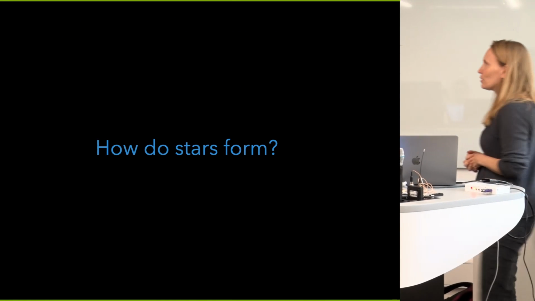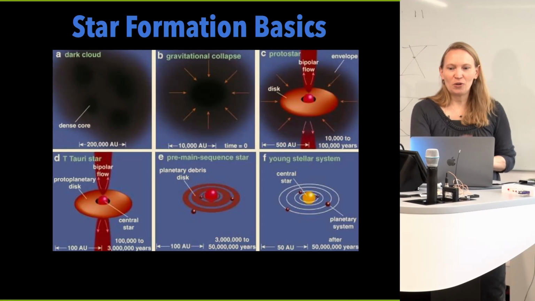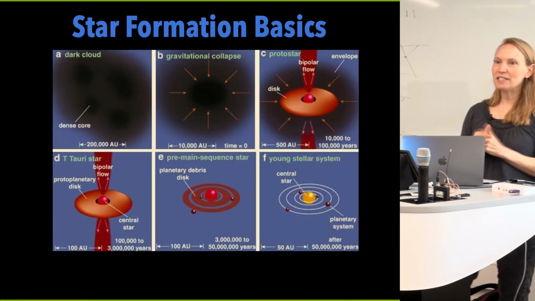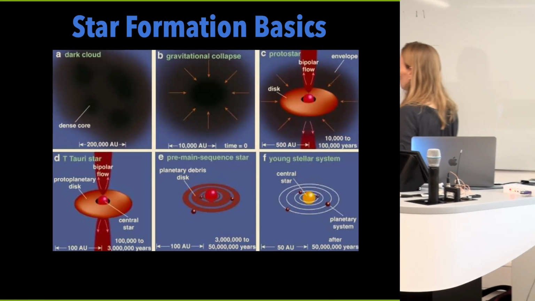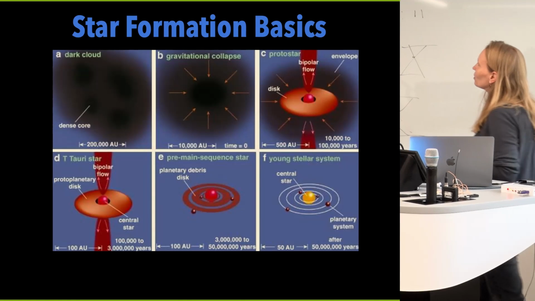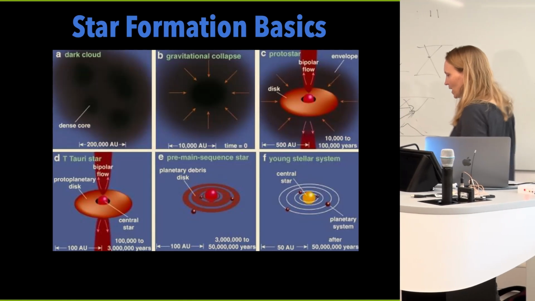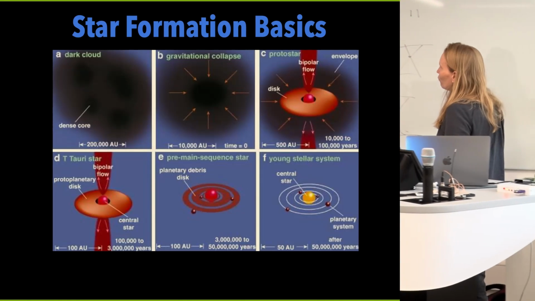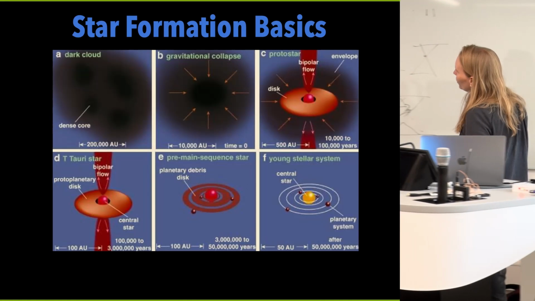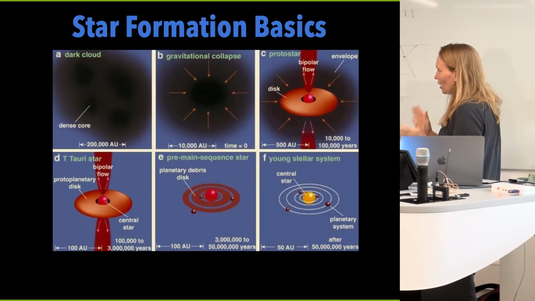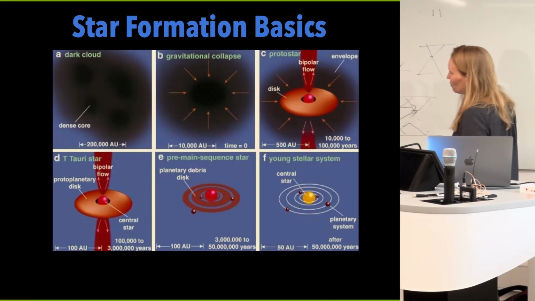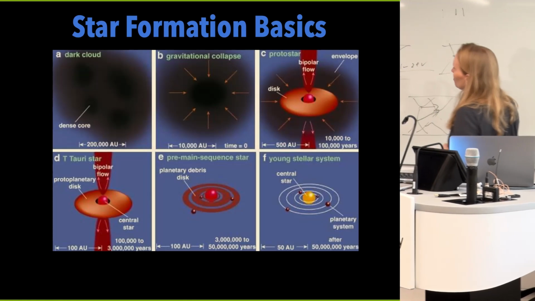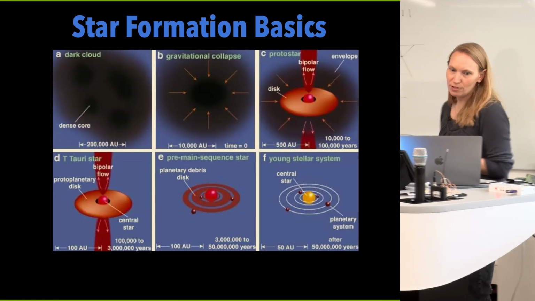Okay, so how do stars form? All right, so here is the obligatory star formation stages. You guys have probably all seen this summary of star formation. You start with a dark cloud. You form some overdensities or dense cores. They gravitationally collapse. Angular momentum causes the formation of a disk and a bipolar outflow, which ejects material. Over some amount of time, 100,000 or a million years or so, you clear up this material and you end up with a T-Tauri star.